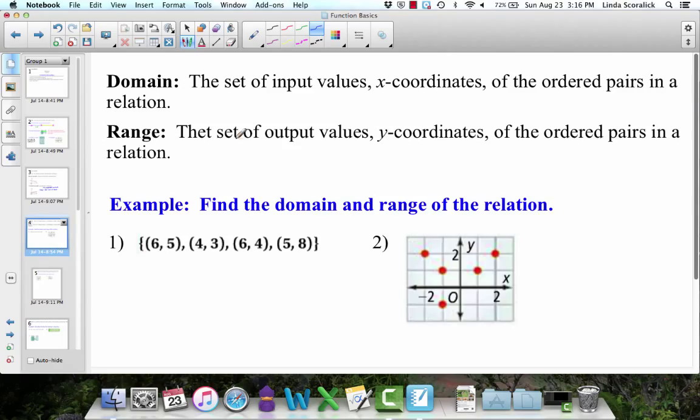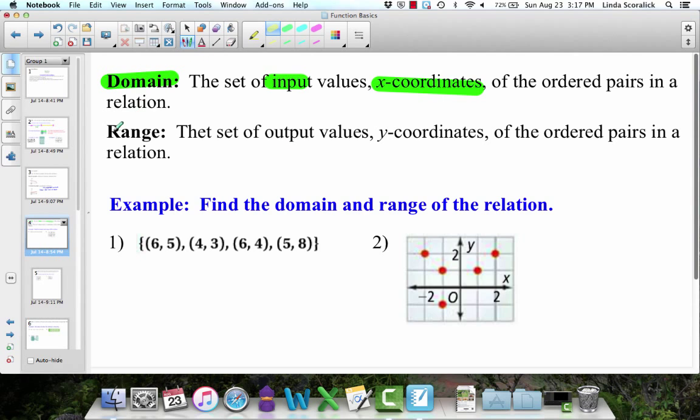So we saw before in the mapping diagram example the words domain and range. Let's apply a more formal definition to those terms. A domain is the set of input values in a relation. It's really important that you understand that the input values are really the x-coordinates. So if you look at all those ordered pairs and you pick out the x-coordinates, you would be identifying the domain.